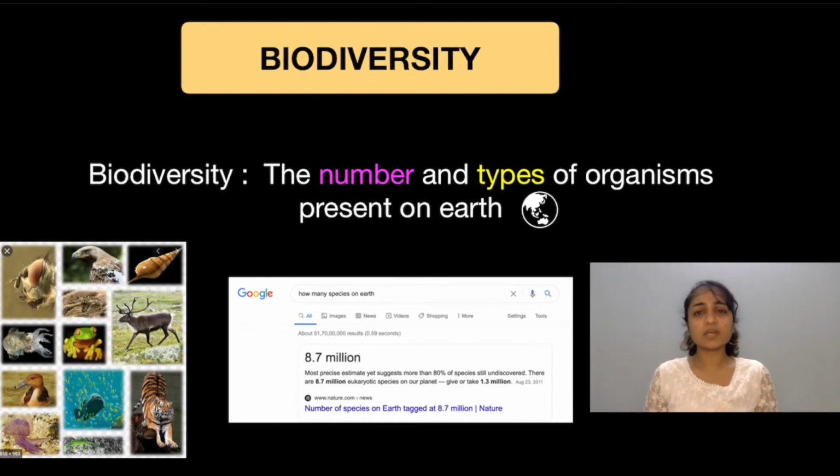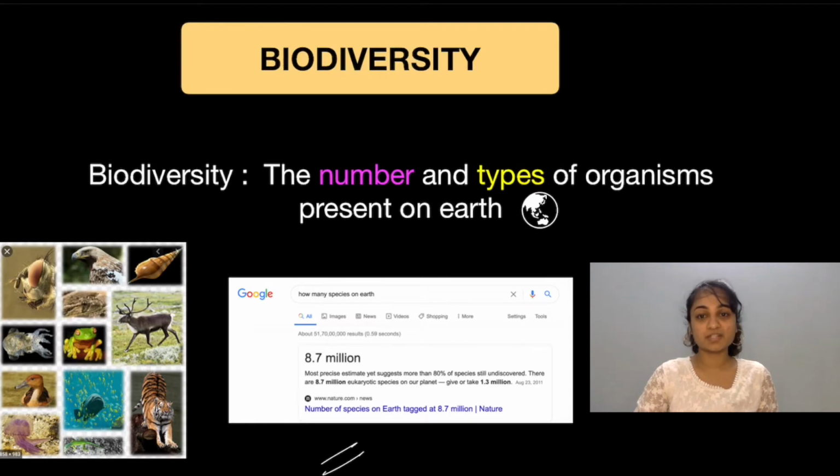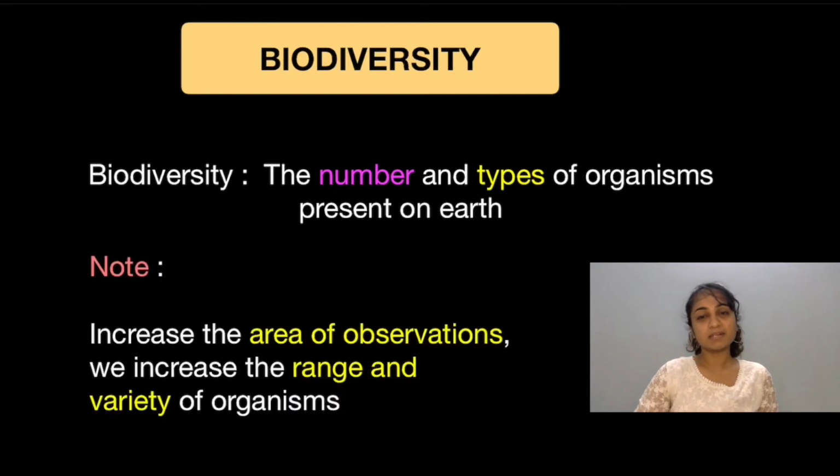And I did a quick Google search to see how many species there are currently on Earth, and it seems like there are about 8.7 million species that have been discovered so far. And this is a number that will be quite different from what is mentioned in your NCERT textbook, mainly because it hasn't been updated, and also this whole process of discovering new species and accounting for them is an ongoing process. So this number is only going to keep increasing as time progresses.